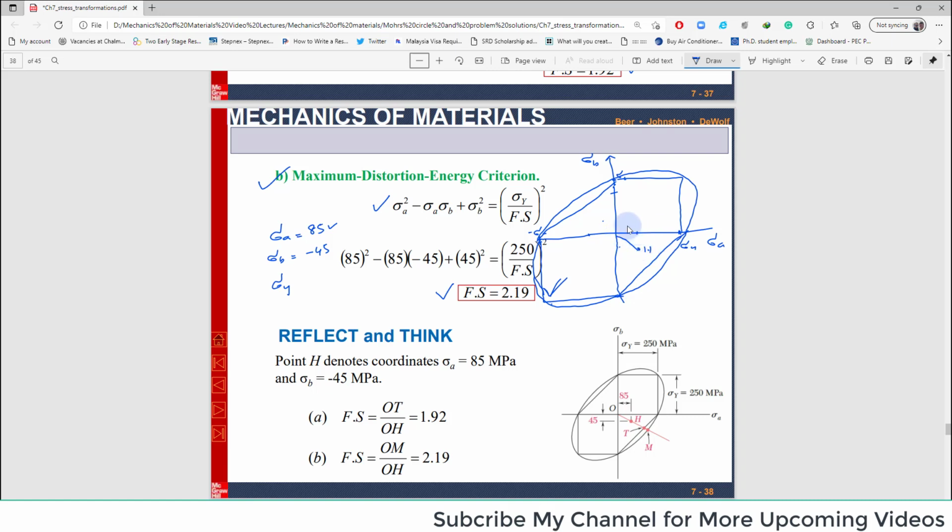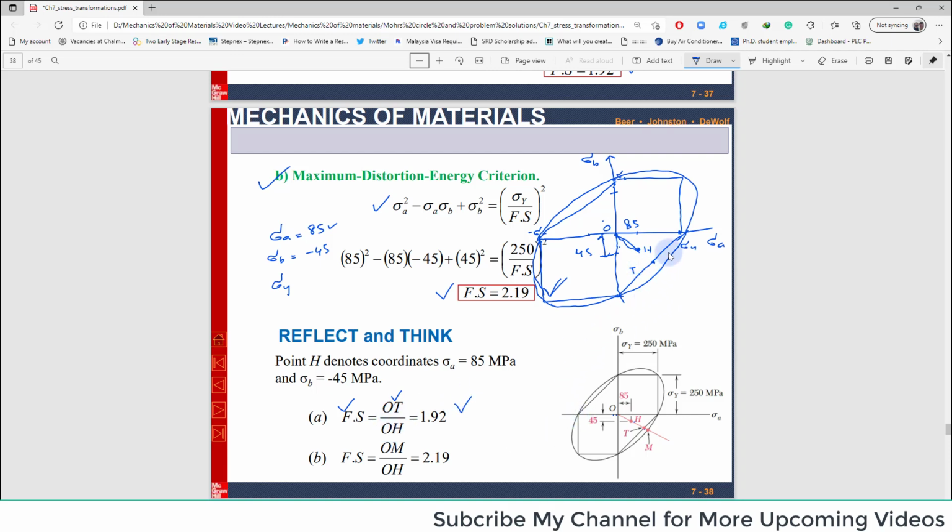At this point, horizontally sigma A is 85, and vertically, the distance from this point to this point is 45, and this is downward, so it is minus y. Let this point be O and this point be H. This is the maximum boundary, let this point be T. If you measure this length as per scale, the factor of safety can be found using OT divided by OH. You have to measure OT using a ruler. When you divide, it will also give you 1.92.